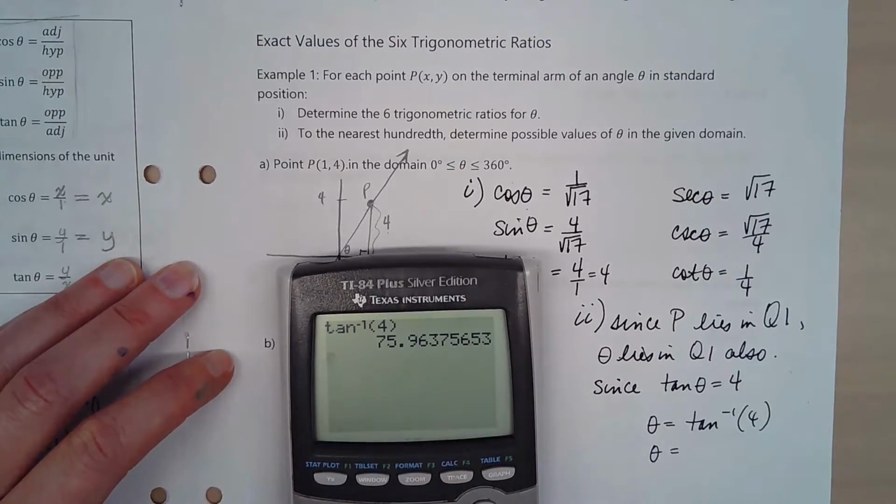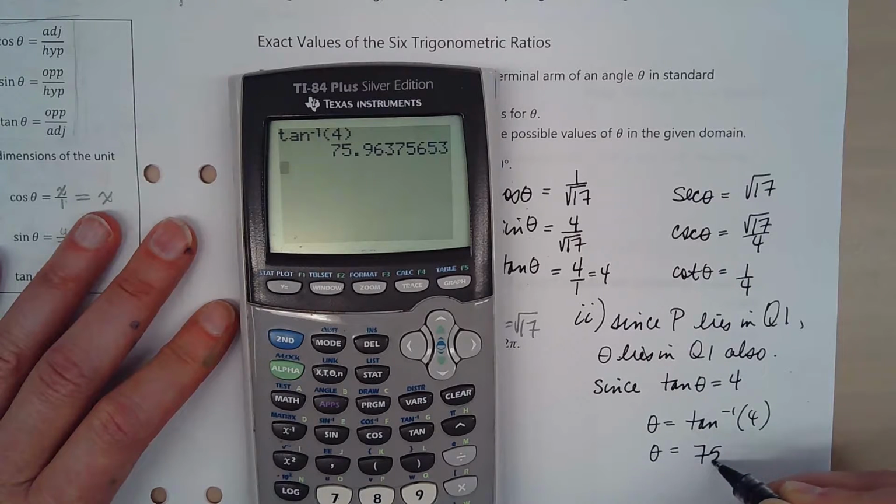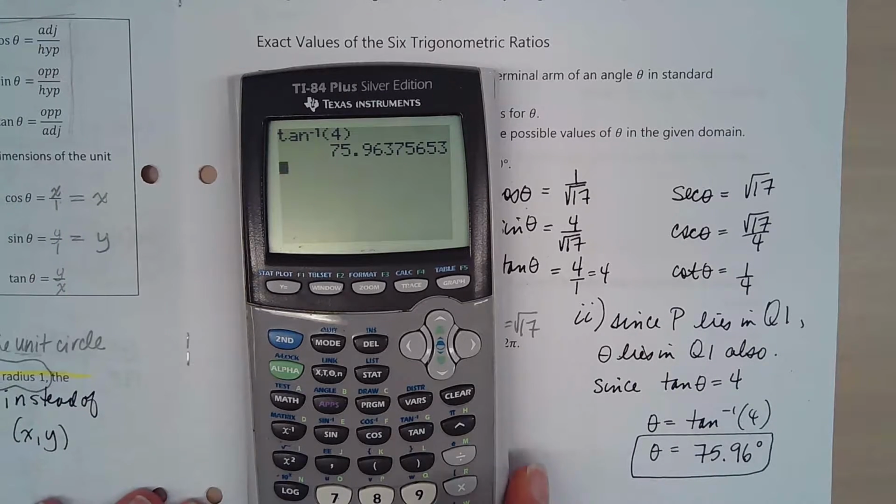And it said to the 100th, right? So theta equals 75.96 degrees. Agree?